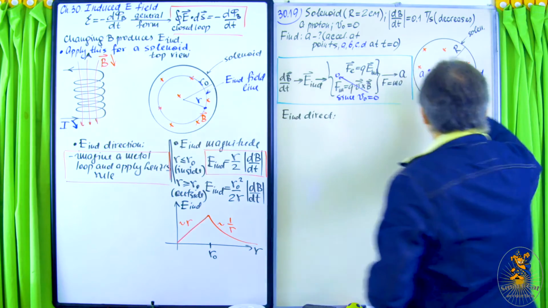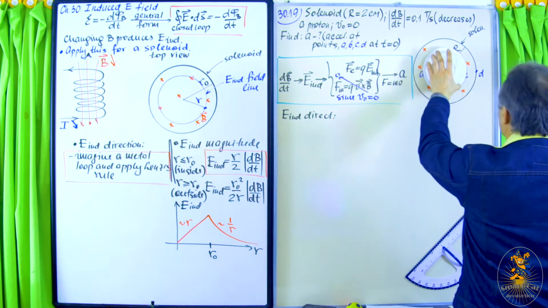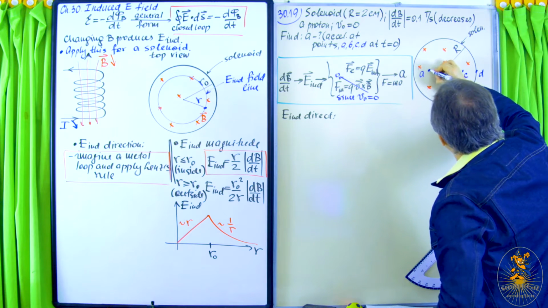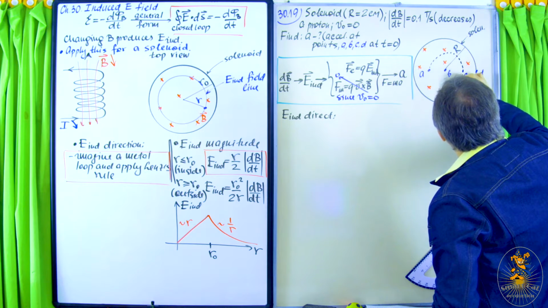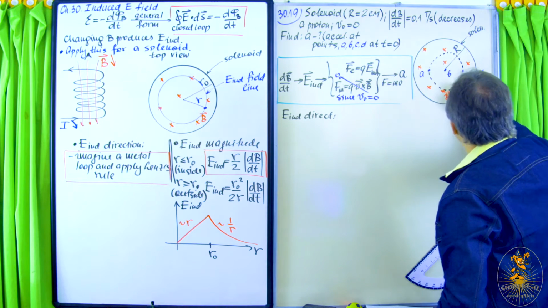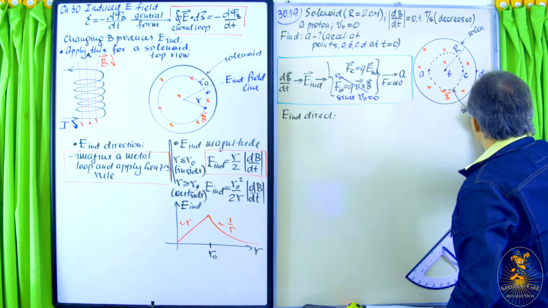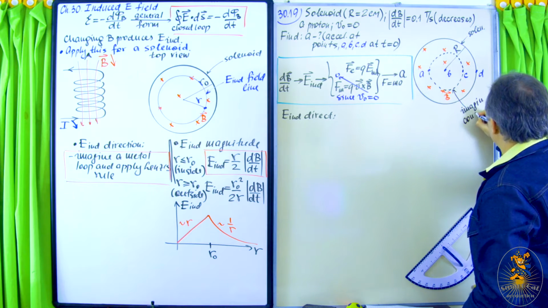Okay, I can imagine, for example, over here. Can I use this? No, too big. Okay, I have to draw it by hand. So I will imagine a conducting loop over here. So that's my imaginary conducting loop.